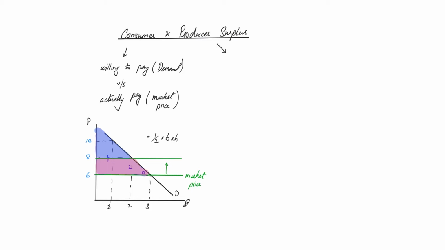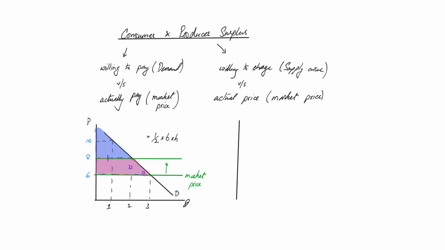The producer surplus is basically what the producer is willing to charge for the product, the willingness price that they're willing to take, and that is shown by the supply curve. The supply curve shows the willingness and ability of suppliers to sell a good at various price levels versus the actual price that they're charging, and that's the market price.